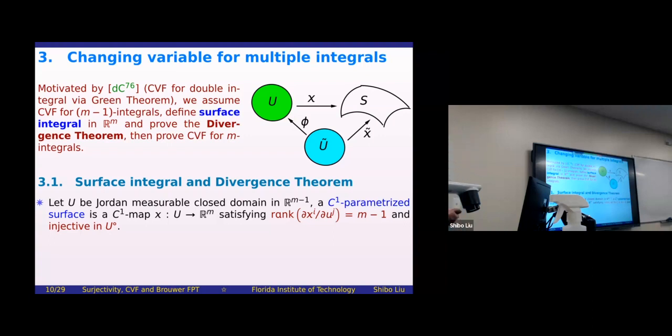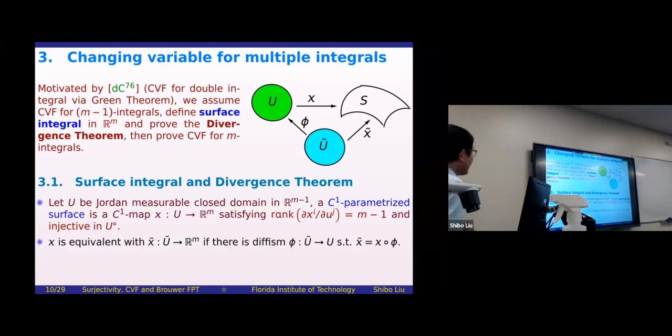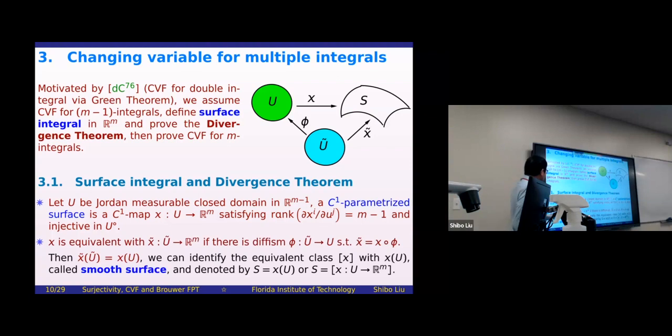So that is the parametric surface, which is a map. Then two such parametric surfaces we call equivalent if they differ by a homeomorphism: if there is a homeomorphism phi between them so that x tilde is the composition of x and phi, then we say that x and x tilde are equivalent. Obviously, this is an equivalence relation. Observe that once they are equivalent, they have the same image, which is a subset of Rm.